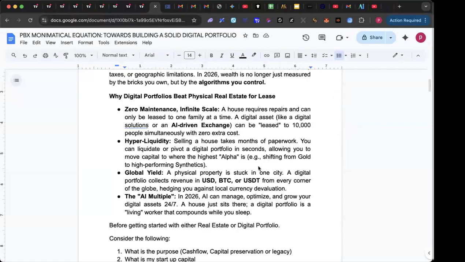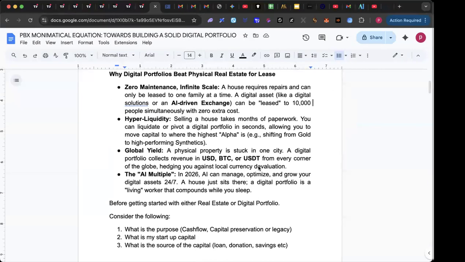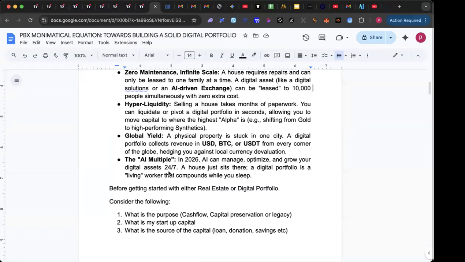Now, let's quickly go. The next is, so I talked about the global yield. Property is stuck in one city. A digital portfolio collects revenue in USD, BTC, or USDT from every corner of the globe, hedging you against local currency devaluation. Then we talk about AI multiples. In 2026, AI can manage, optimize, and grow your digital asset 24/7. A house just sits there. A digital portfolio is a living worker that compounds while you sleep.